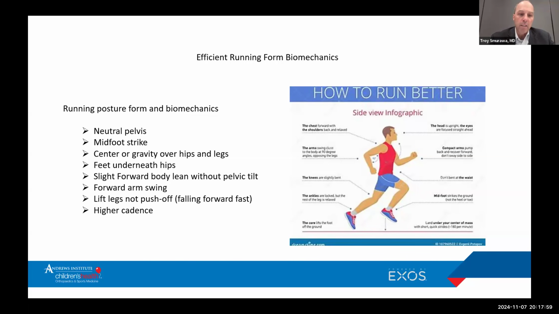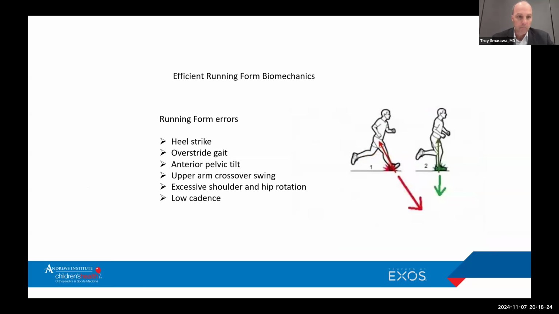And then we talk about higher cadence. That's your foot strikes per minute. With overstriding, you're going to have a slower cadence. So if you pick up your cadence, that will actually improve your running efficiency, will improve your stride efficiency, and you'll have less of that slowing down or braking forces from a heel strike.